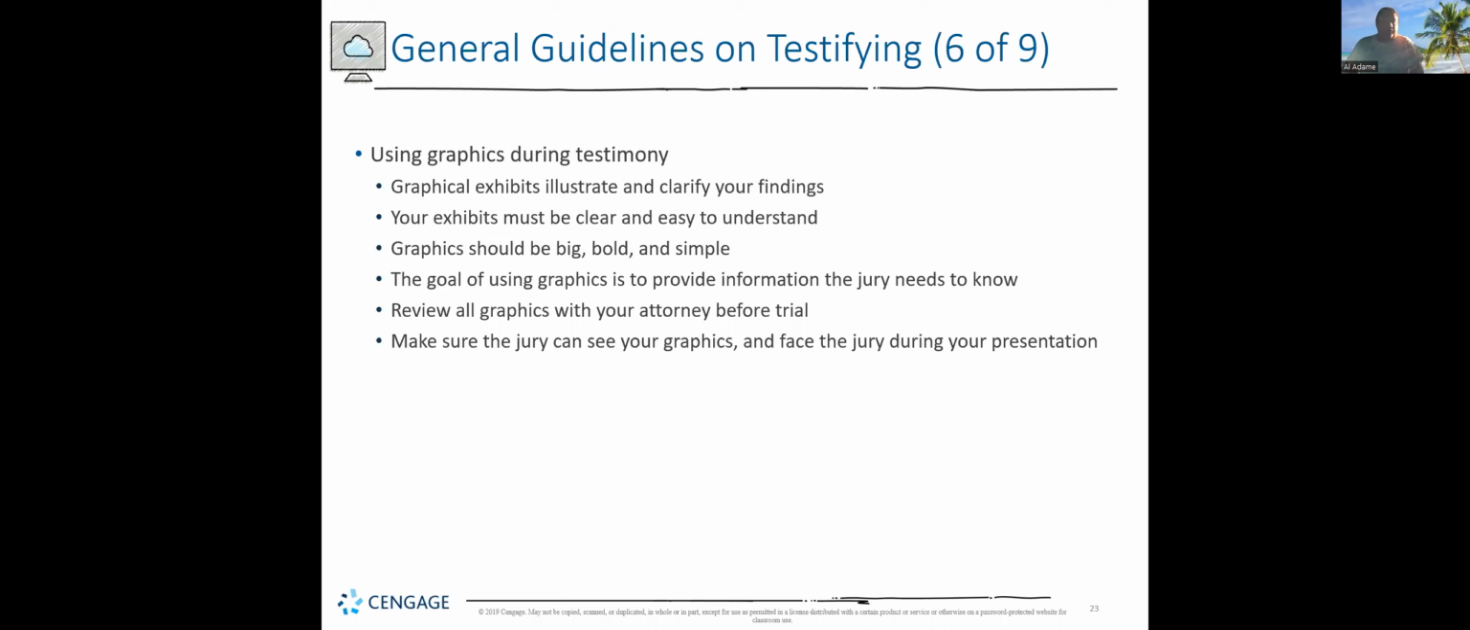Review all graphics with your attorney before trial. I mean, you can't just take them out without showing them to your attorney, because they're not going to know what they're trying to do. You've got to explain what you're trying to do.